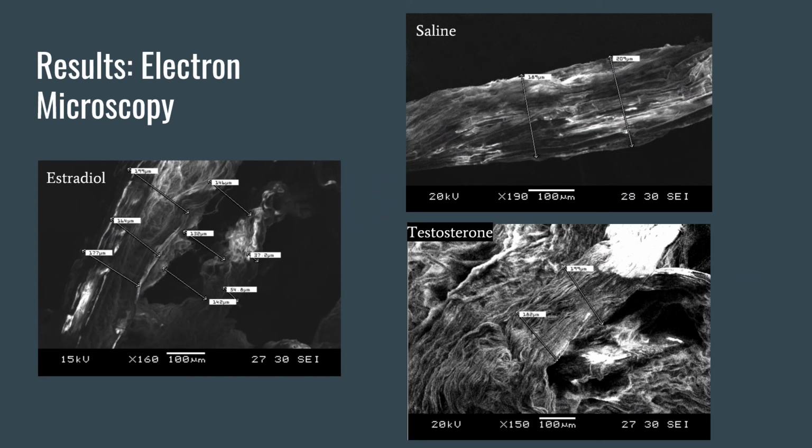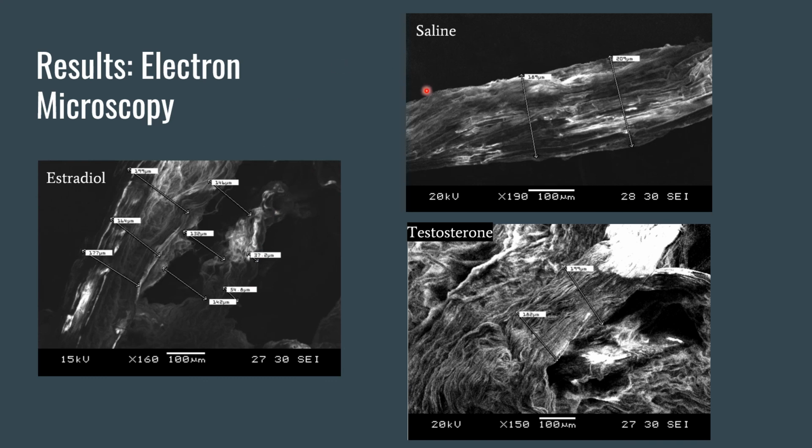And here we have the results of the electron microscopy. We have estradiol here on the left again, saline at the top, and testosterone at the bottom. These structures are the bundles. The testosterone one is a little more difficult to see, but this is the bundle right here. And then in the estradiol one, here's the bundle.